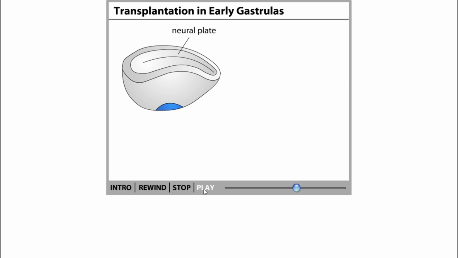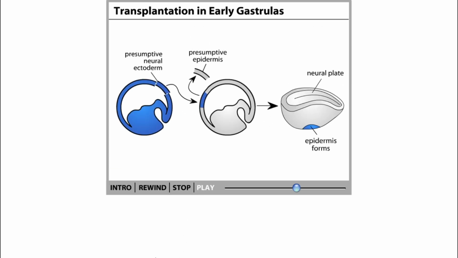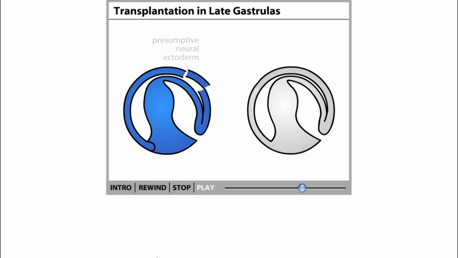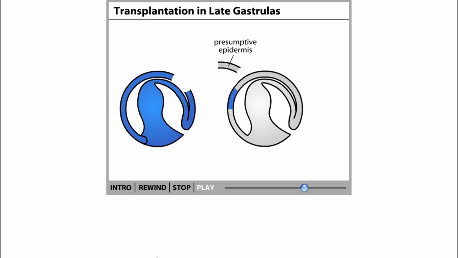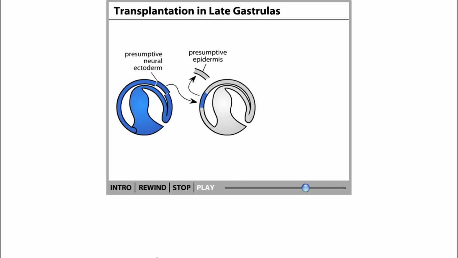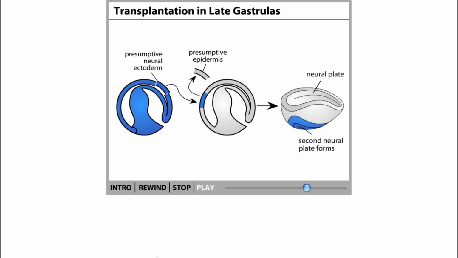The transplanted presumptive neural ectoderm developed into epidermis, a tissue appropriate for its new location, indicating that the fate of transplanted cells from early gastrulas is not yet determined. That is, they are uncommitted. However, when the transplants were performed later in gastrulation, Spemann obtained completely different results. The transplanted presumptive neural ectoderm produced a second neural plate in the host embryo, indicating that sometime during gastrulation, the fate of the cells had become determined. The cells became restricted to their eventual paths of differentiation.